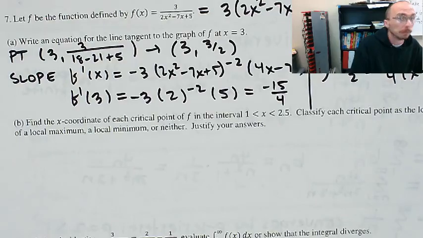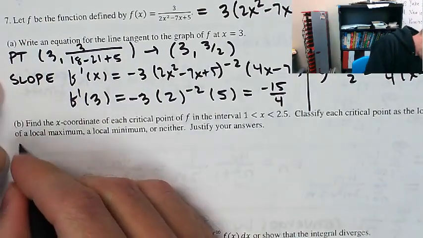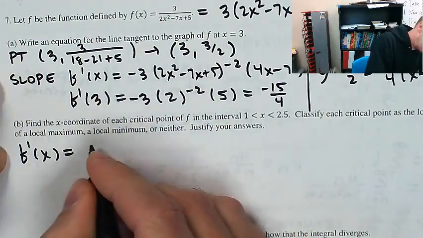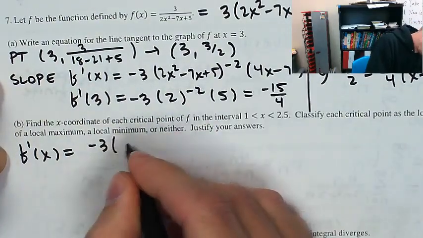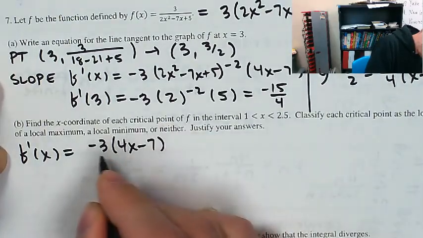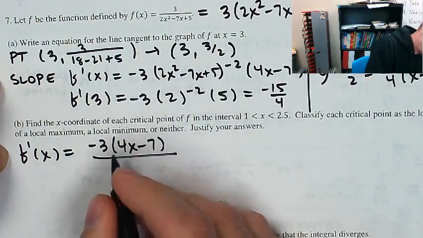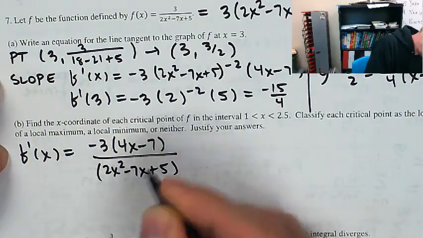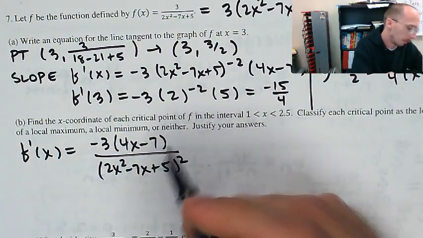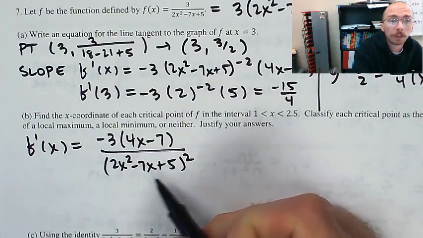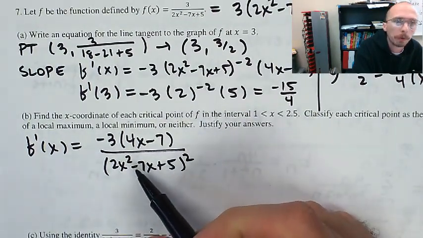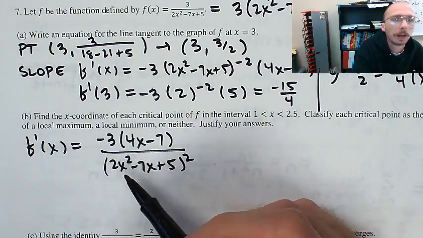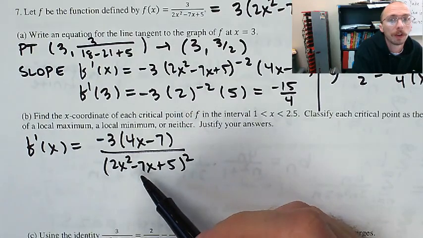Who knows? All right, so I'm going to write out f prime of x as a fraction now. It's going to be negative 3 times 4x minus 7, divided by 2x squared minus 7x plus 5, squared. If you can factor this, go ahead. Because we need to check all the critical points, which would be places where f prime equals 0, which would come from zeros at the top, or is undefined, which would be zeros at the denominator.